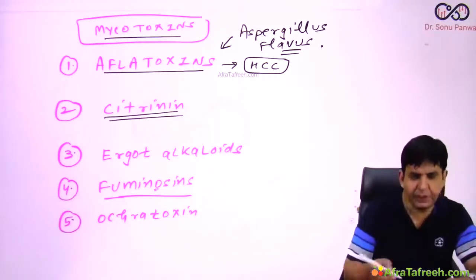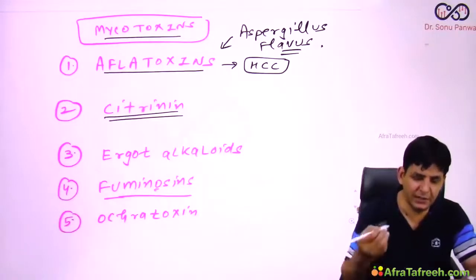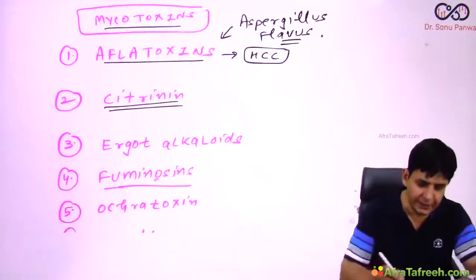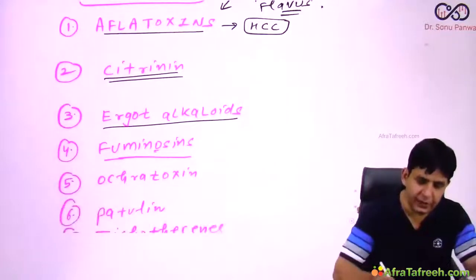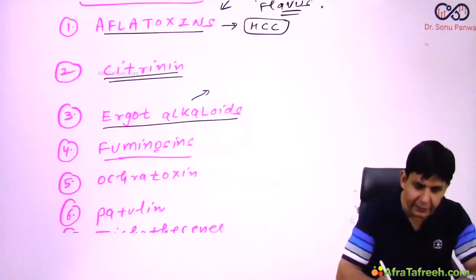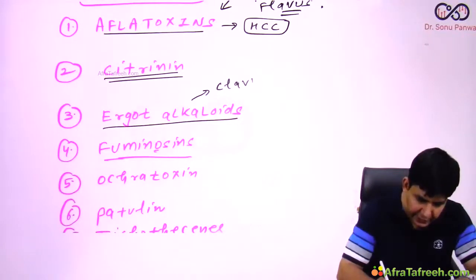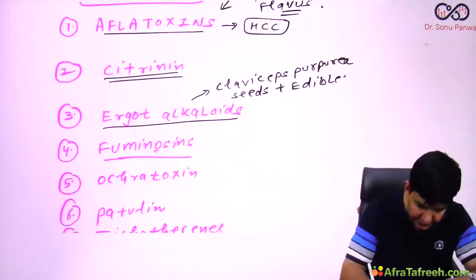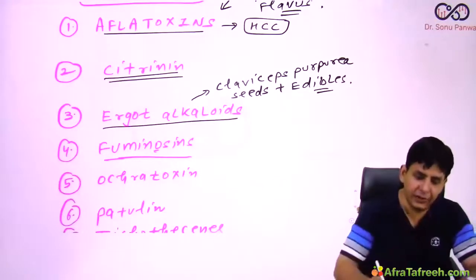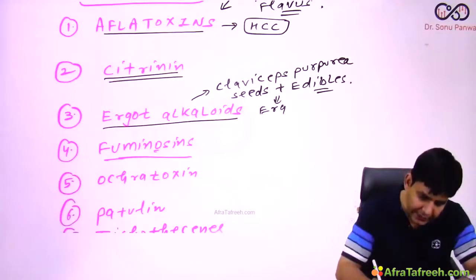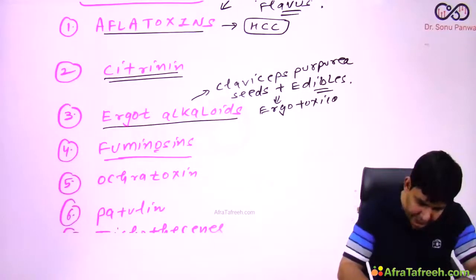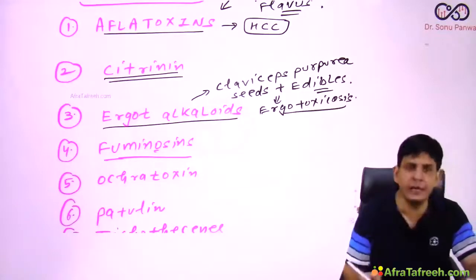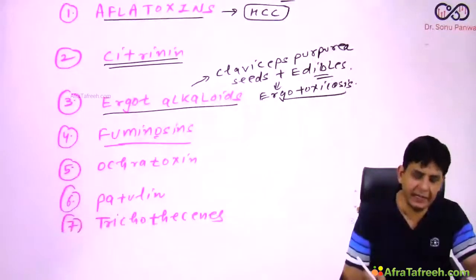Citrinin, they don't produce anything in humans, but they can cause infections in animals. Citrinin is also a mycotoxin. Ergot alkaloids: regarding this, remember that ergot poisoning associates with Claviceps purpurea. This particular one associates with Claviceps purpurea seeds, which get into the edibles, and this leads to ergotoxicosis or ergot poisoning, because of contamination with ergot alkaloids.